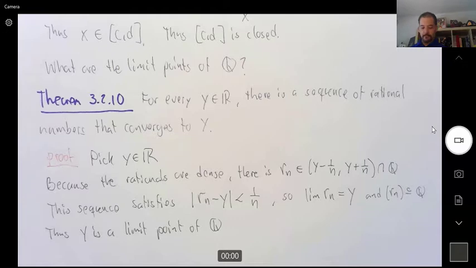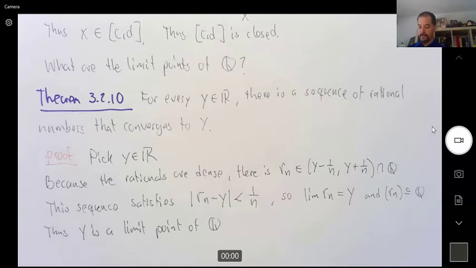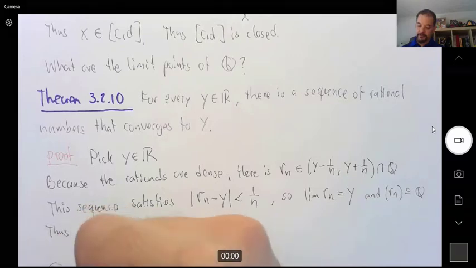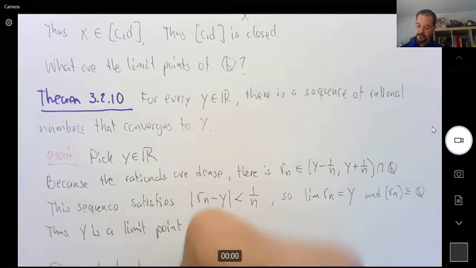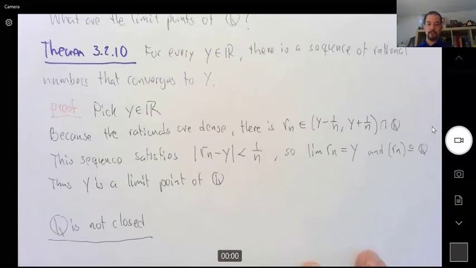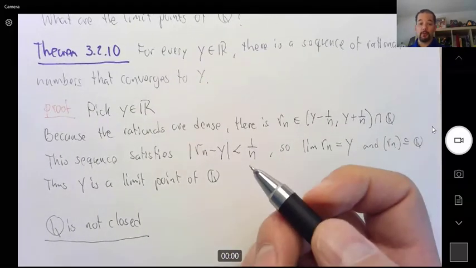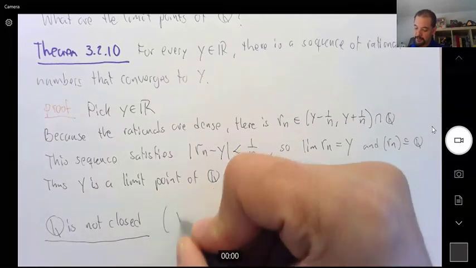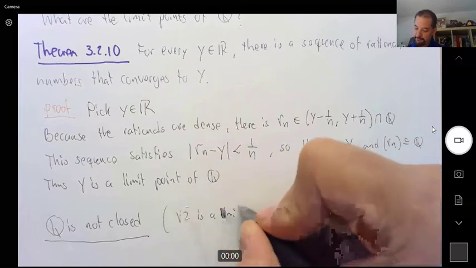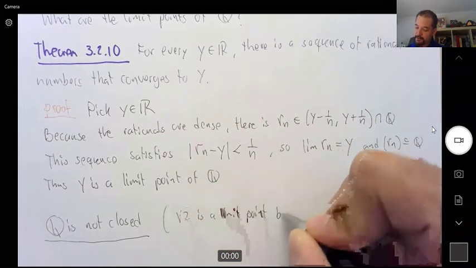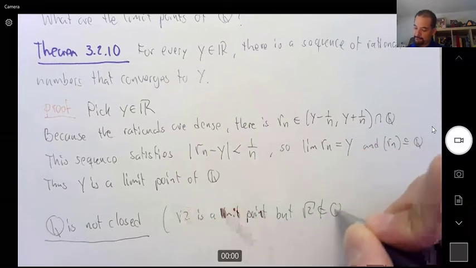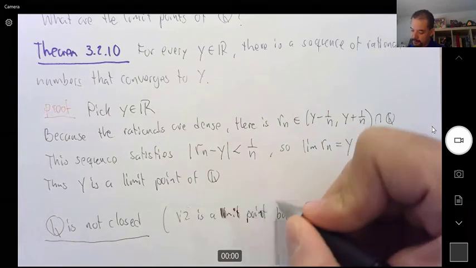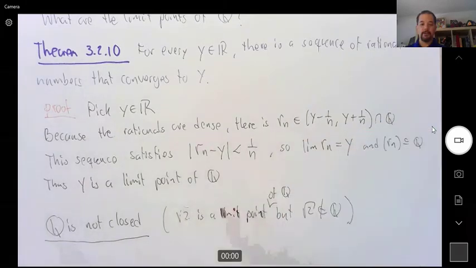So in particular, a corollary of this is that Q is not closed, right? Why is it not closed? Well, just pick a limit point of Q that is not rational. For example, square root of 2. Square root of 2 is a limit point of Q, but square root of 2 is not in Q. Okay, so the set of rational numbers is not closed. This is important.